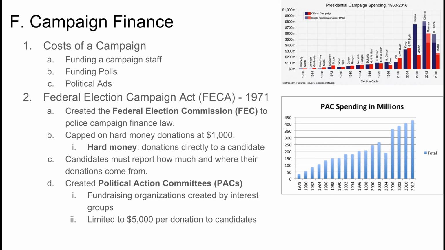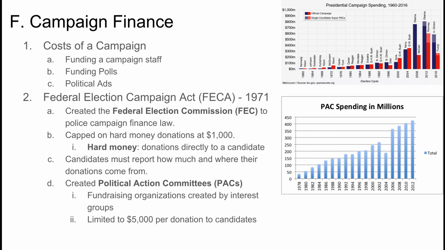Candidates must report where the money is coming from and how much is being given. So you can actually find this out. You can find out, like, where did Trump get their money from and how much of it did they get? The FEC has those hard money donations reported to them.